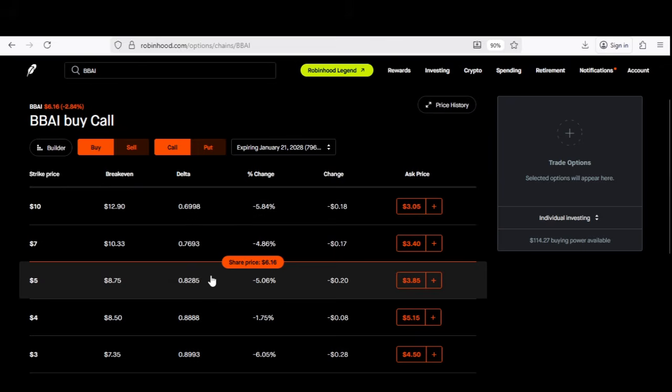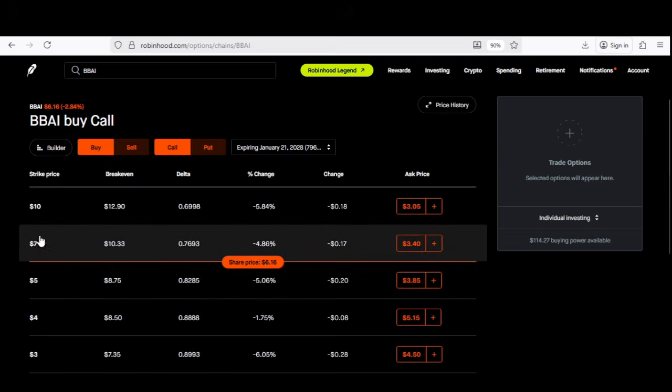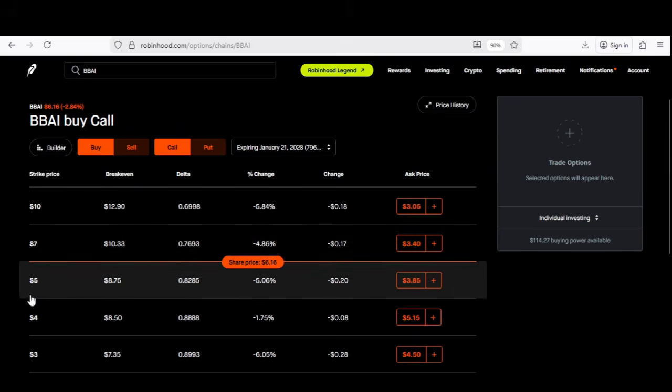Now, with every share price, there's always going to be two at the money prices. The first at the money is going to be the $7 right here, which is the closest one above the share price. Now, this at the money is also known as OTM, or out of the money. The other at the money strike price we're going to get is going to be the $5 price right here. Now, this $5 strike price is known as ITM, or in the money. And that simply means that the strike price is below the current share price.